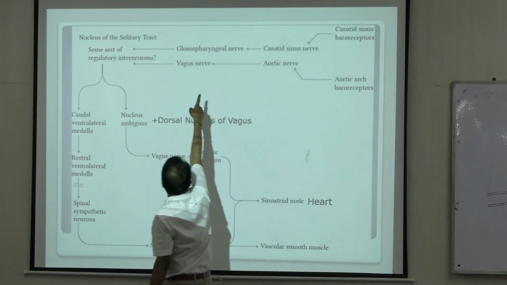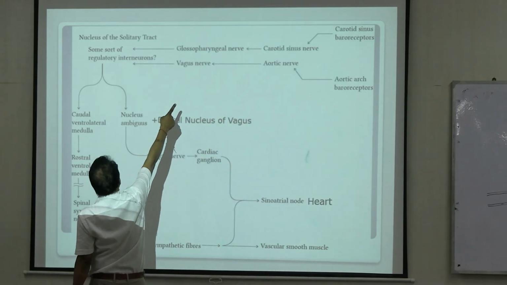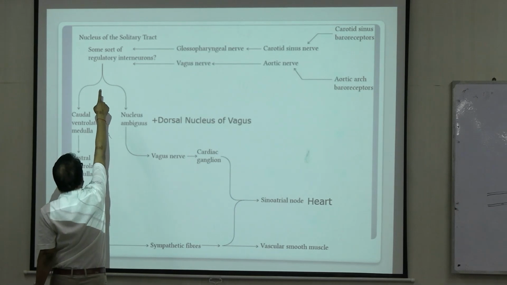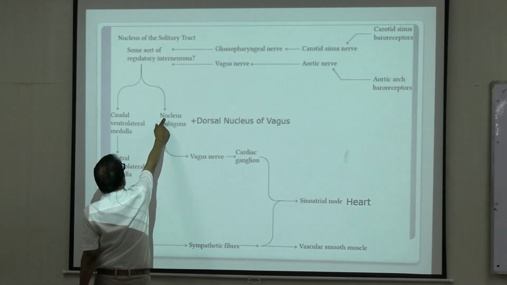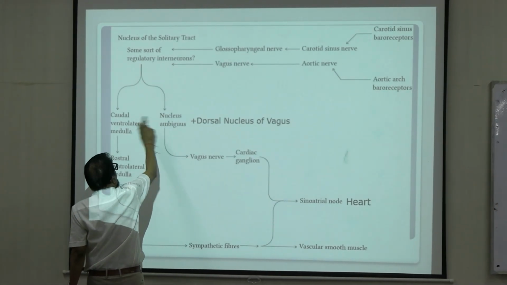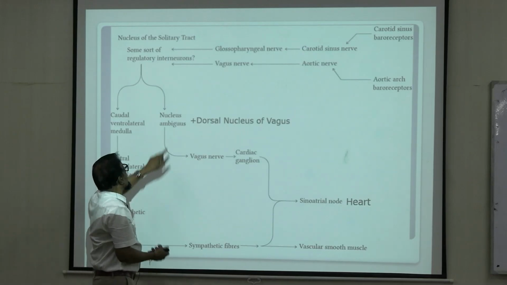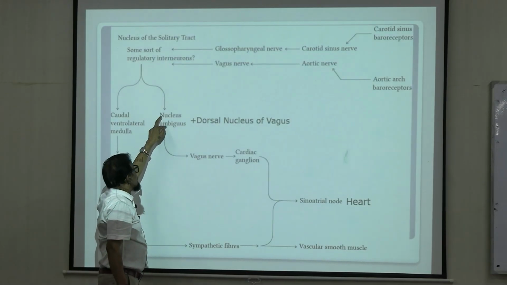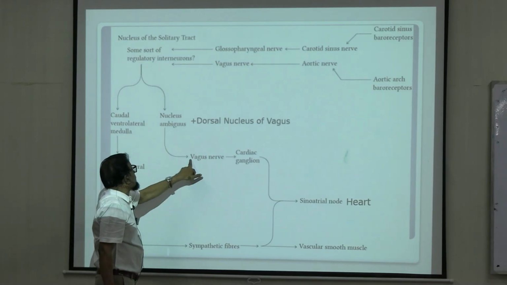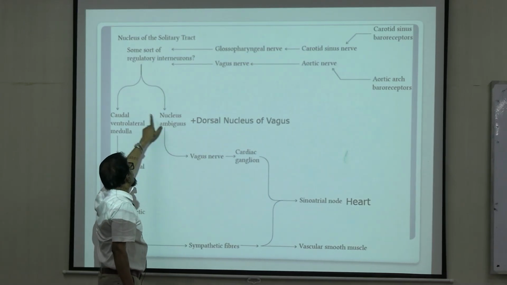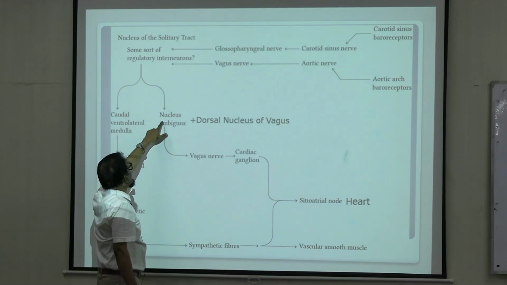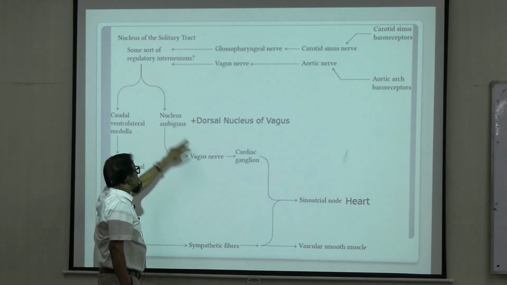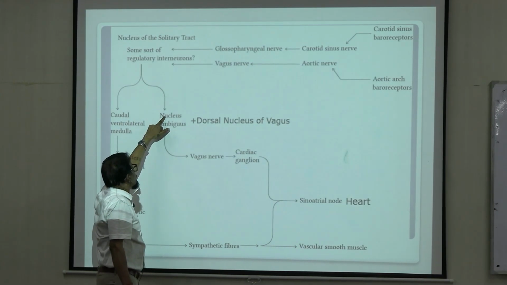Then it will join the glossopharyngeal nerve, and they will enter the medulla and end in the nucleus tractus solitarius, the NTS. So it will stimulate the vagus nerve center, that is the nucleus ambiguus. It is the nucleus ambiguus from where the vagus nerve originates. So the NTS will stimulate this.